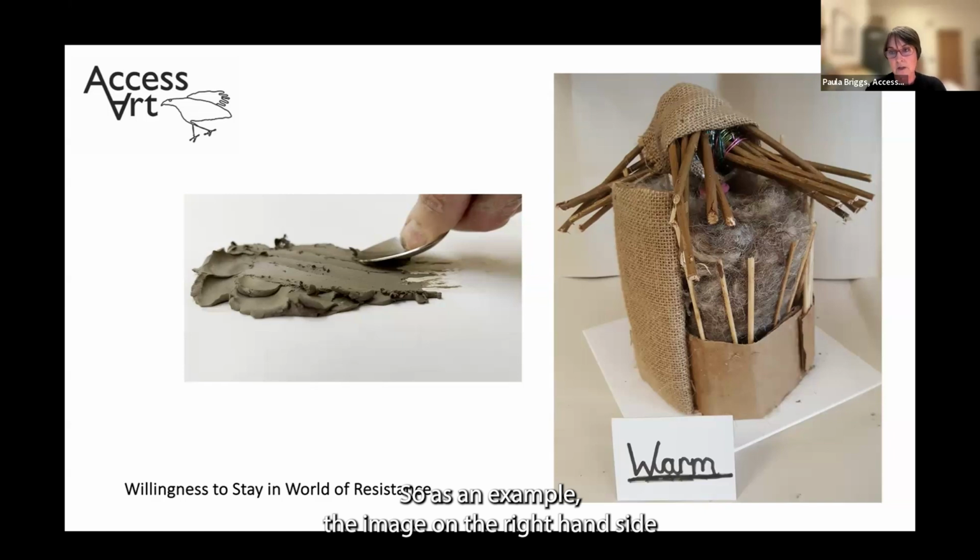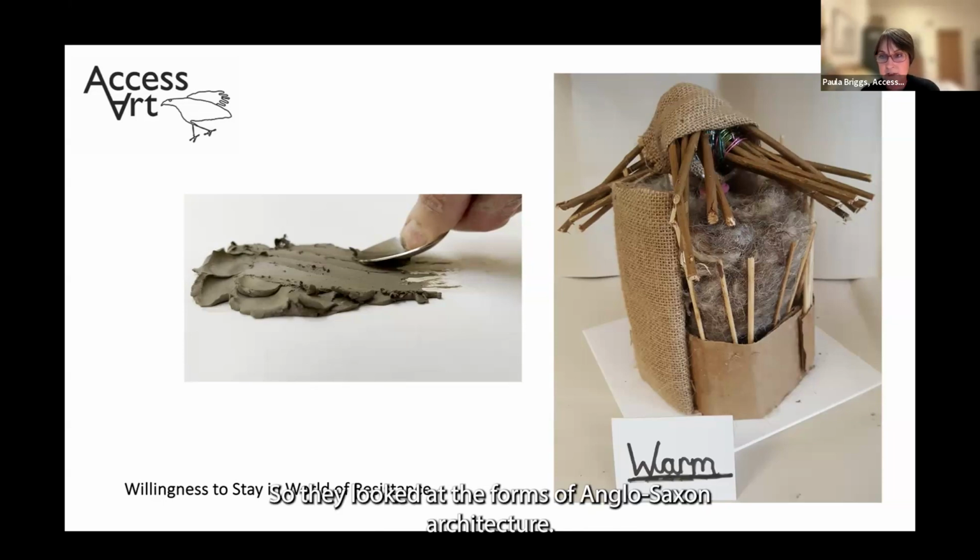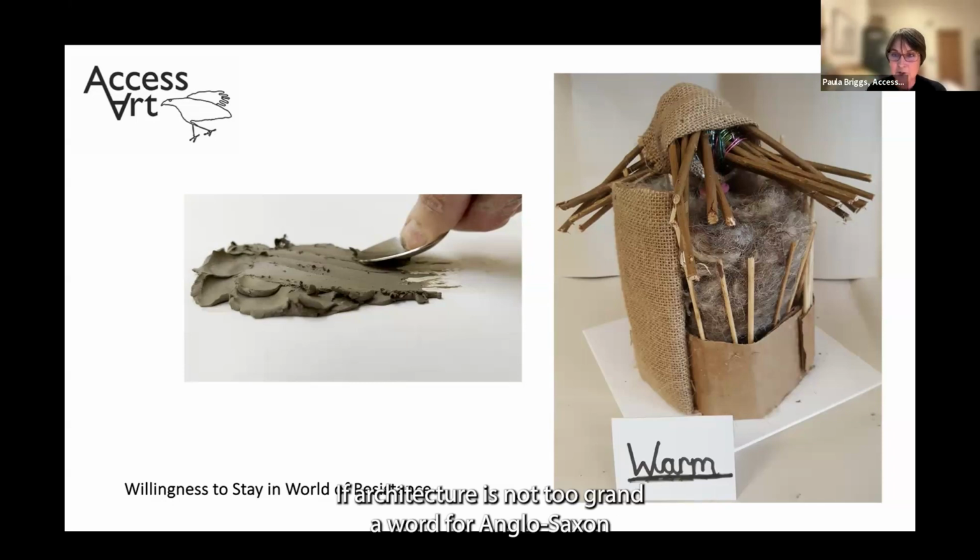So as an example, the image on the right-hand side was a session we did with some children, where they were building Anglo-Saxon inspired architectural pieces with personalities. So we asked them to give them a name after they'd worked on them. So they looked at the forms of Anglo-Saxon architecture, if architecture is not too grand a word for Anglo-Saxon building, and then they made their own, designed through making, just had lots of materials. They made their own. This was year 4, I think. They had 2 afternoons and they were exhausted. They had their head in the hands.